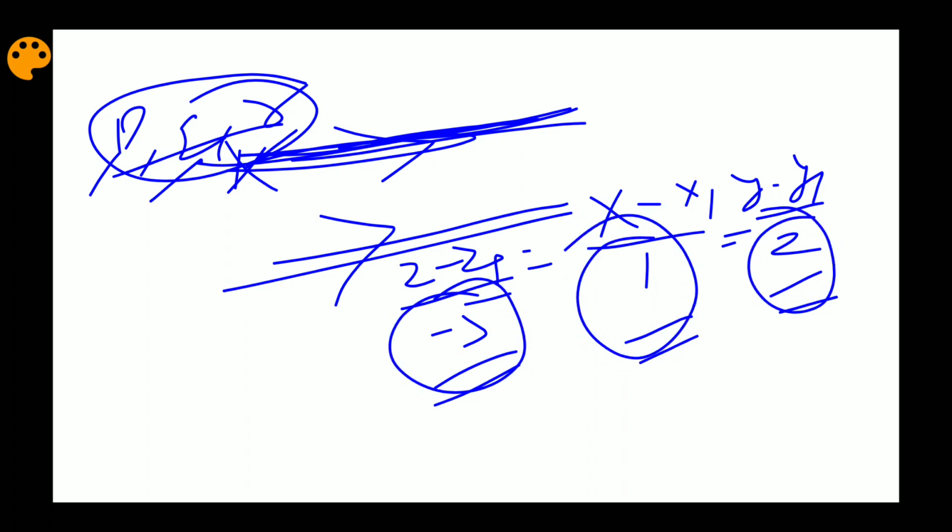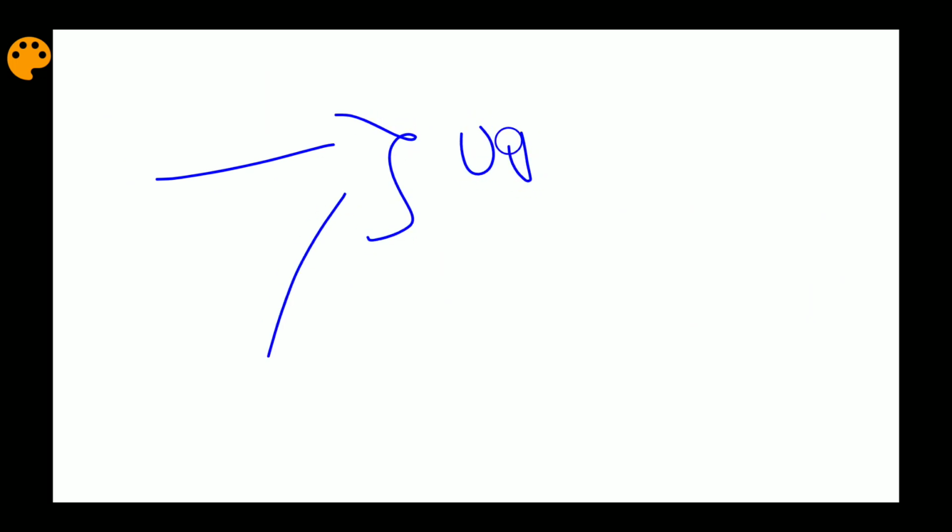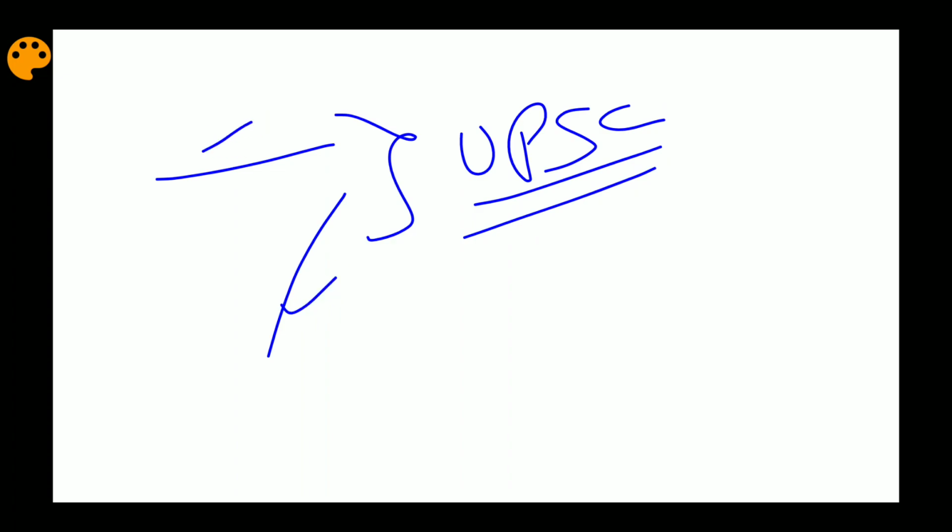So you will get your answer. Okay, so next you have to find the distance between two skew lines. This is a UPSC question asked in 2014; I don't remember the exact year. Two skew lines are given, and you have to find the distance between these two.